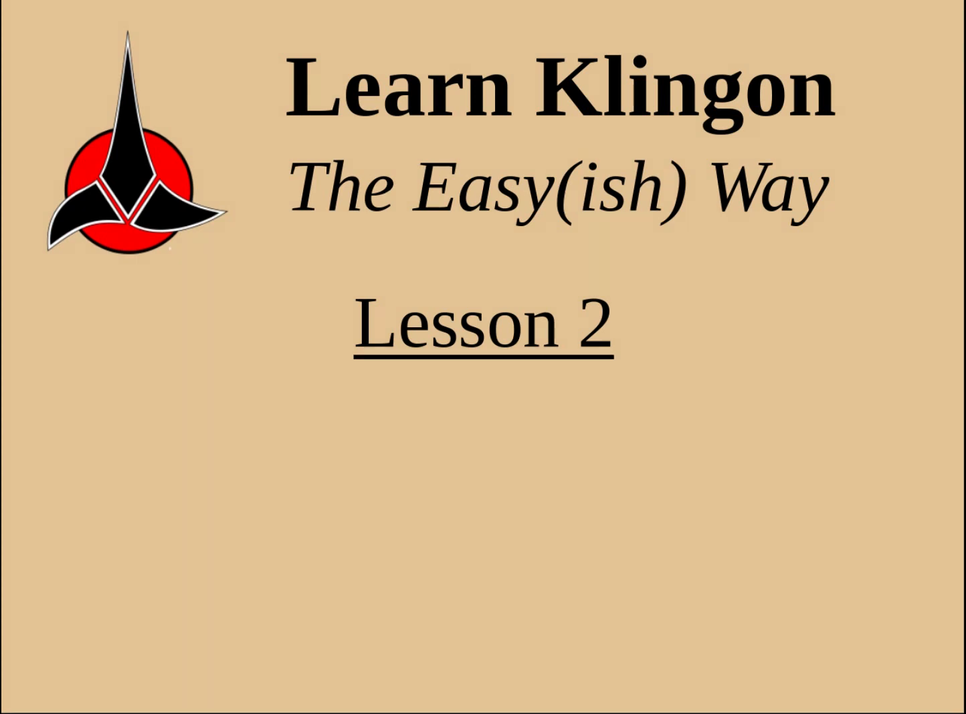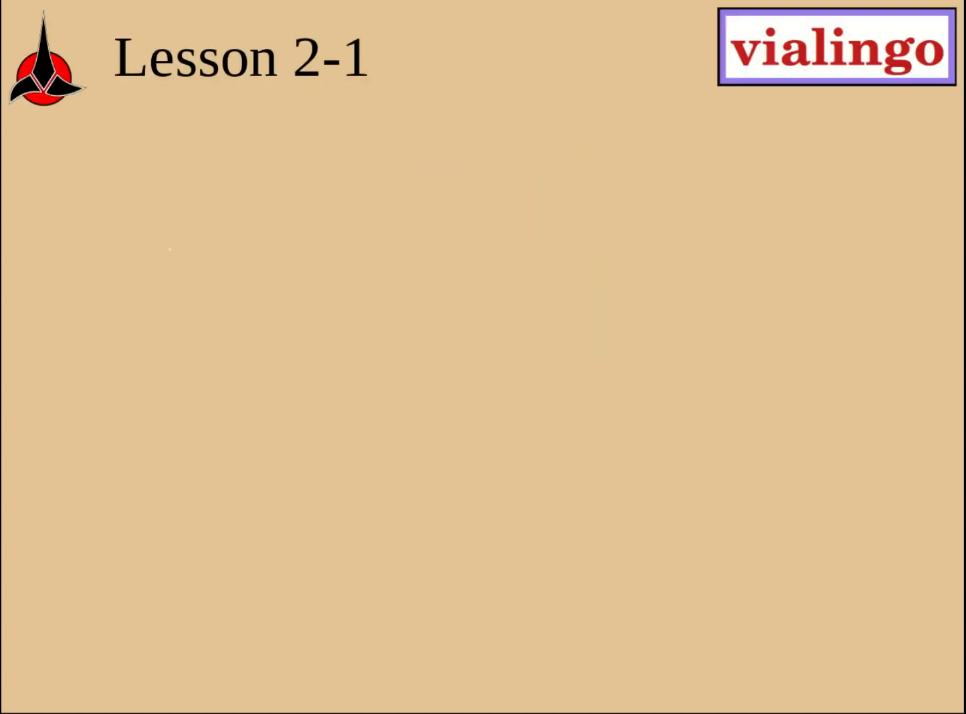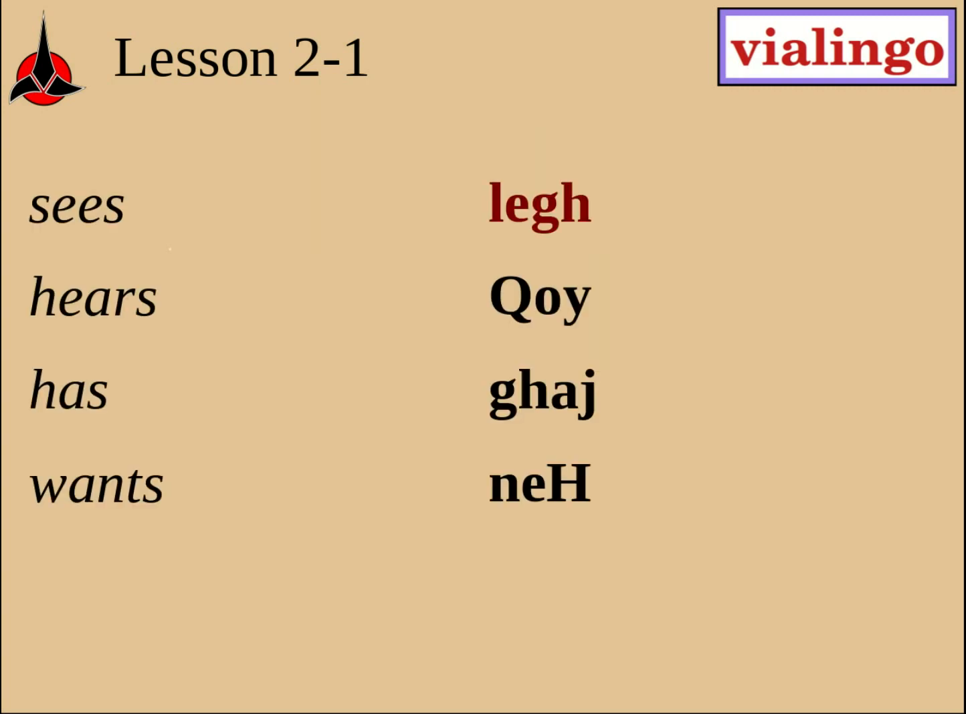Welcome to Lesson 2 of Learn Klingon the Easy-ish way. Let's start by learning some more verbs. Sees is legh, legh. Imagine seeing the lair of some dangerous animals in the far distance. Legh.